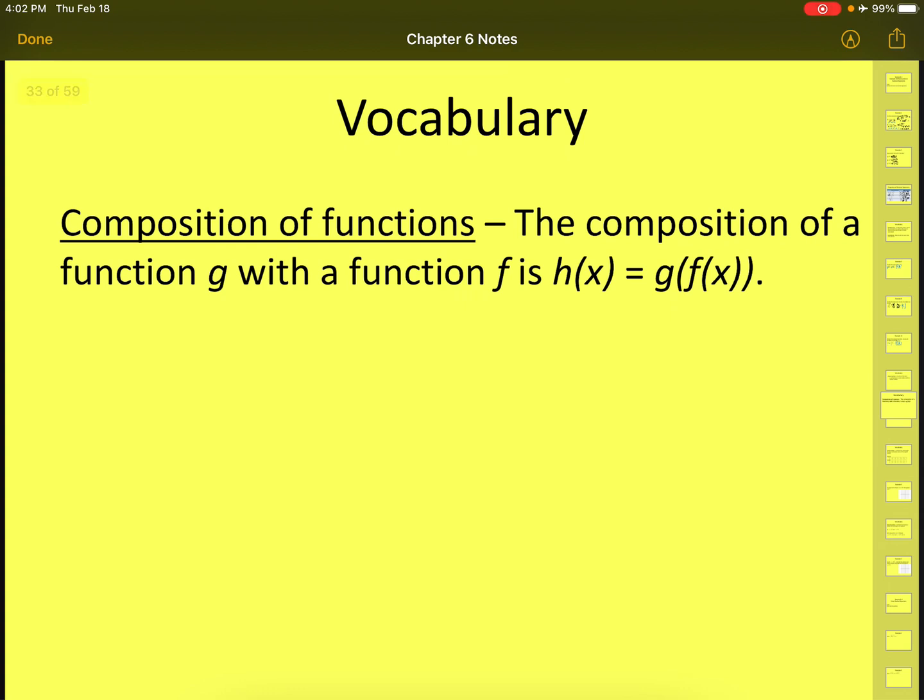Little last piece of vocabulary here, we have the composition of functions. The composition of a function g with a function f is h of x equals g of f of x. And we say this as g of f of x. So basically we're taking one function and plugging it into the other one for its x values. So in this case, I would take function f and I would plug it into function g for its x value.